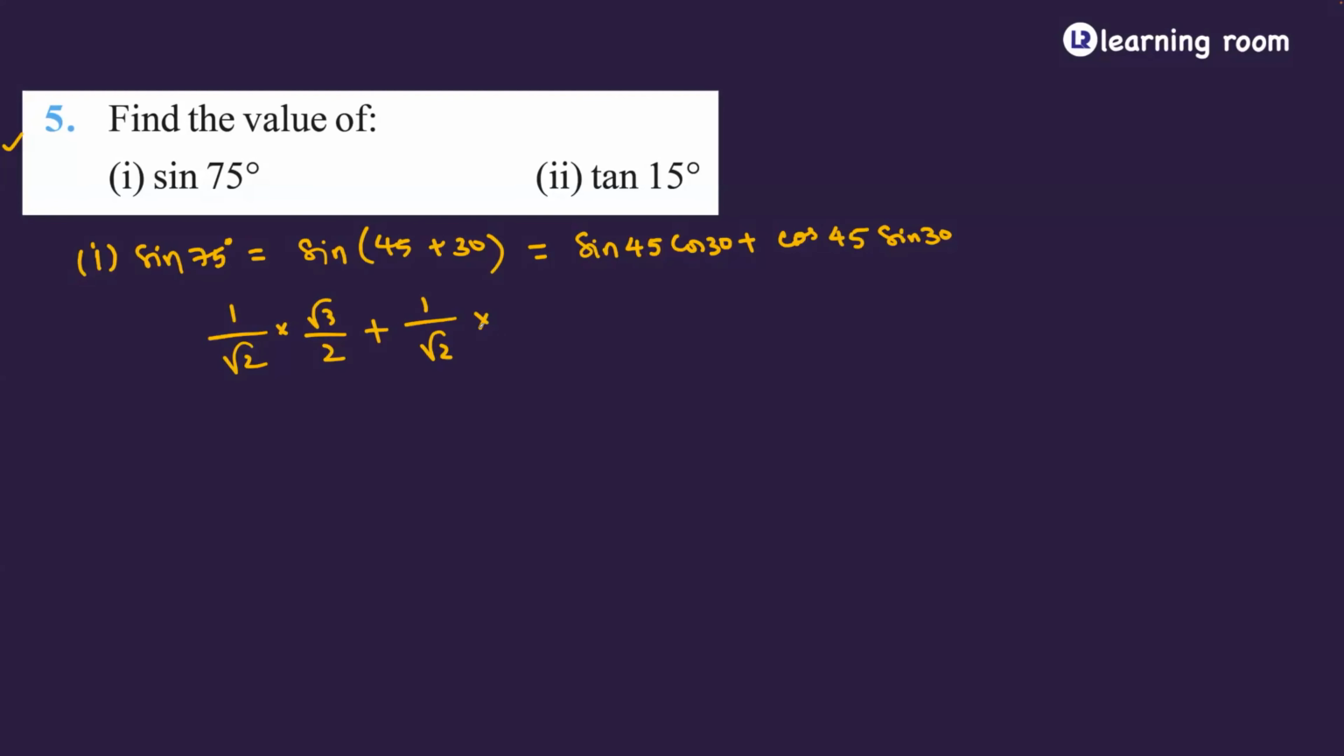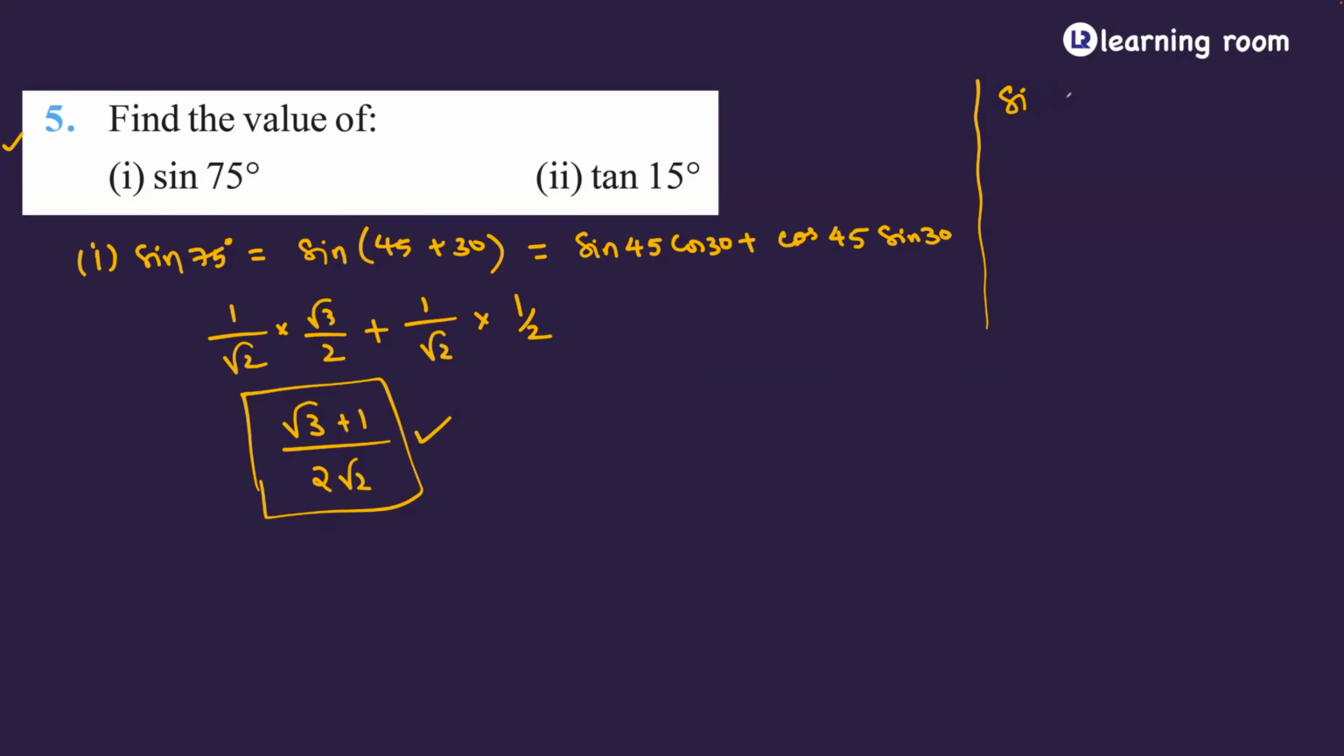1 by root 2 into half. So it will be root 3 plus 1 divided by 2 root 2. So it is root 3 plus 1 divided by 2 root 2. Suppose I have a question. Suppose they give sine 45 plus sine 30. What will the answer be?